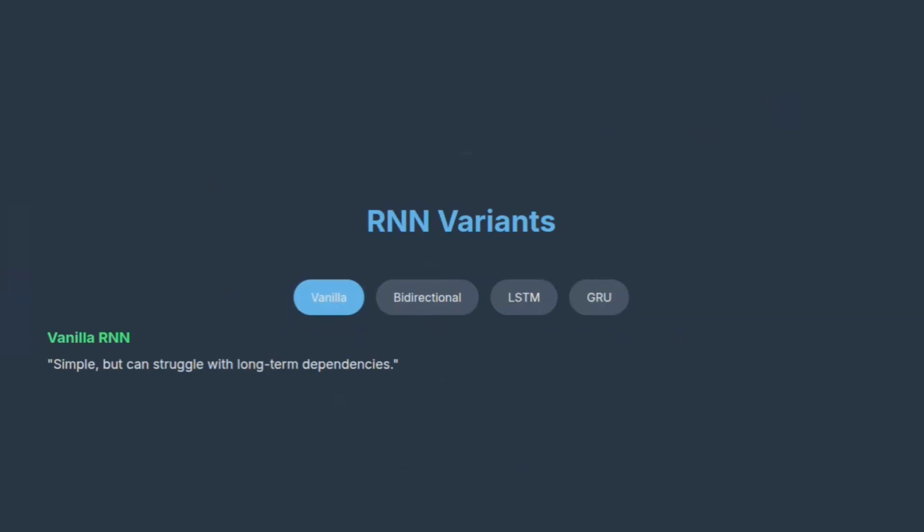While the basic vanilla RNN is a great starting point, we also have specialized variants designed to address specific challenges. Bidirectional RNNs enhance context understanding by processing the sequence in both forward and backward directions. For handling very long sequences and the issue of vanishing gradients, we have powerful models like long short-term memory networks, LSTMs, and gated recurrent units, GRUs. These architectures incorporate gating mechanisms that allow them to selectively remember and forget information over extended periods.